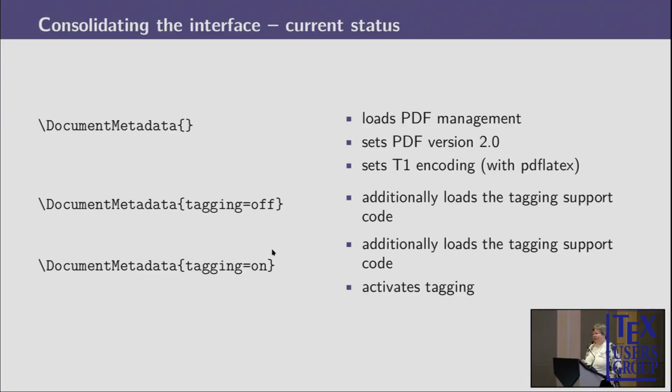If you use tagging equal off, then it will additionally load all the tagging support code, all the new code that we have for tagging. So similar to the test phase equal latest key. It does more or less the same, but it doesn't activate tagging. If you use tagging equal on, then it will activate tagging additionally. That's the state that you get with the current LaTeX.